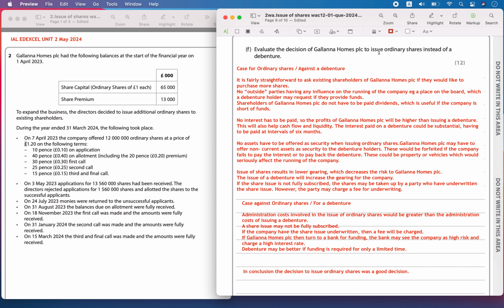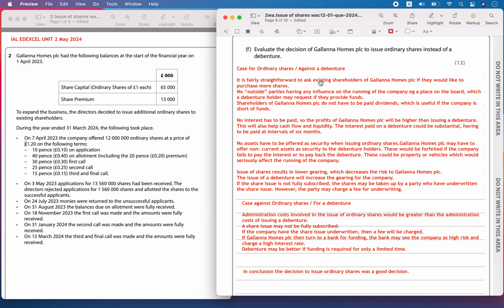Now, evaluate the decision to issue ordinary shares instead of a debenture. So let's take the arguments. First one is it's easy to issue ordinary shares to the existing shareholders because a debenture is a more complicated process; ordinary shares are straightforward. No outside parties will have influence on the running of the company, for example a place on the board which a debenture holder might request if they provide funds. Also the shareholders of Gallanna Homes do not have to be paid any dividends, which is useful if the company is short of funds. It is not necessary to pay the dividends.